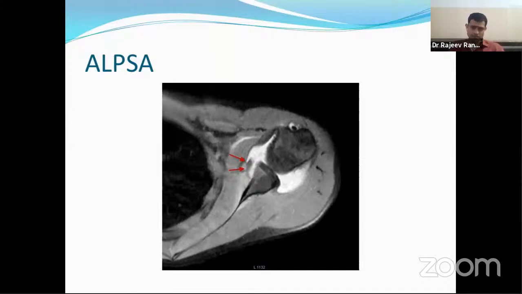Another important lesion which is seen is the ALPSA, the anterior labroligamentous periosteal sleeve avulsion. In this, the labrum gets detached along with the intact periosteal sleeve, and this whole complex sits medially to the glenoid, and in that position it unites, which is a non-functional position for that part of the glenoid. This is important to note, because if you are going for the management of this, then you have to lift it up and align it to get the proper correction of the instability.